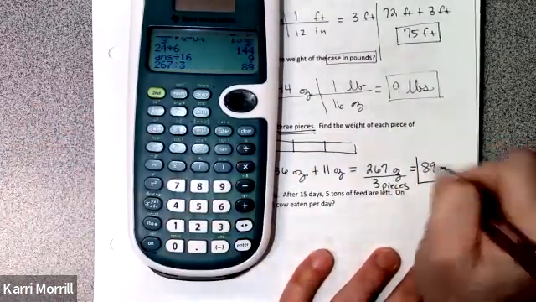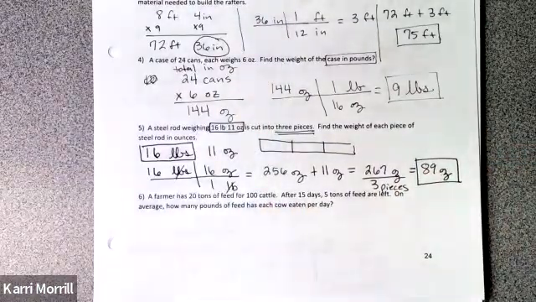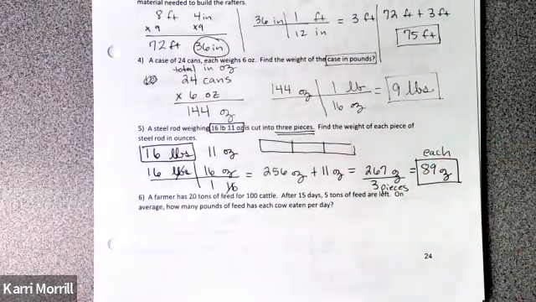And they did tell you just to answer in ounces. They didn't want you to convert it or anything. They didn't ask for pounds. So each piece weighs 89 ounces.